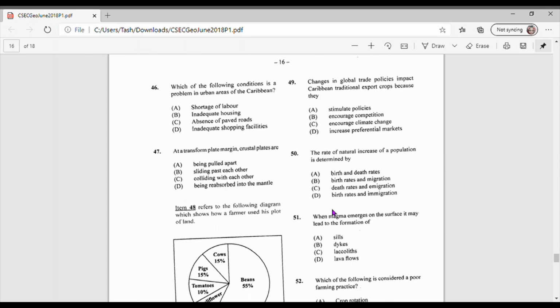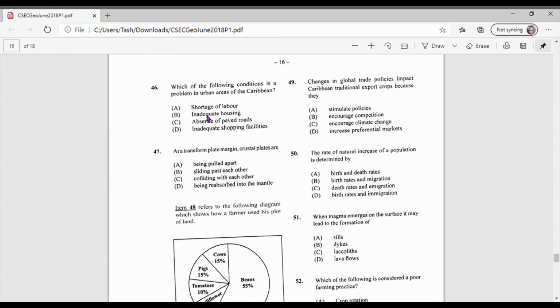46. Which of the following conditions is a problem in urban areas of the Caribbean? A. Shortage of labor. B. Inadequate housing. C. Absence of paved roads. D. Inadequate shopping facilities. 46, it would have been B. Inadequate housing, because you know of several squatter settlements that would have been around the urban areas.